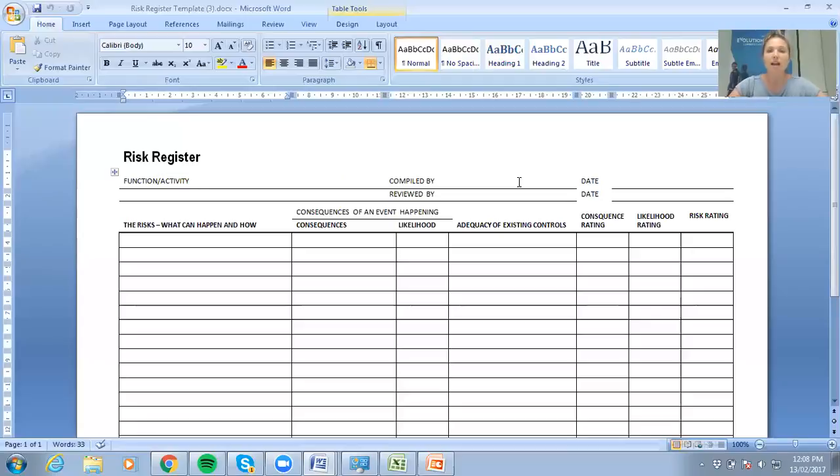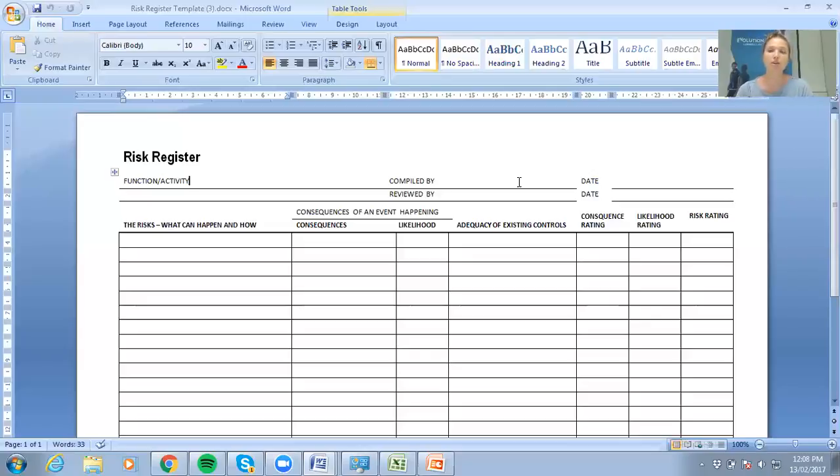Okay. The next column, adequacy of existing controls. Okay, this is where you're going to think about what controls you have in place that, if that risk was to happen, would potentially overcome that risk or reduce the impact that the risk has on the event. Okay. You need to think about whether or not your control is adequate, and if it is adequate, explain how, or if it is inadequate, explain how it is inadequate.